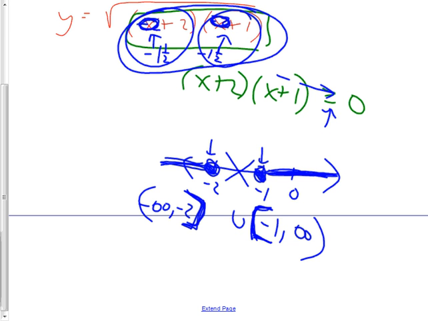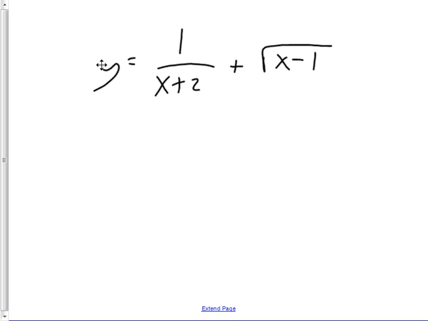We've talked about some domain questions. One more domain question I'd like to do with you because it's a little different than the others. Okay, so let's try this one. Y equals 1 over x plus 2, plus the square root of x minus 1. Now this one freaks people out just because there's two separate things. Well, you just put it all on one number line. So solve each of them, put it all on one number line. So just because there's two parts to the problem doesn't mean you do it any different.